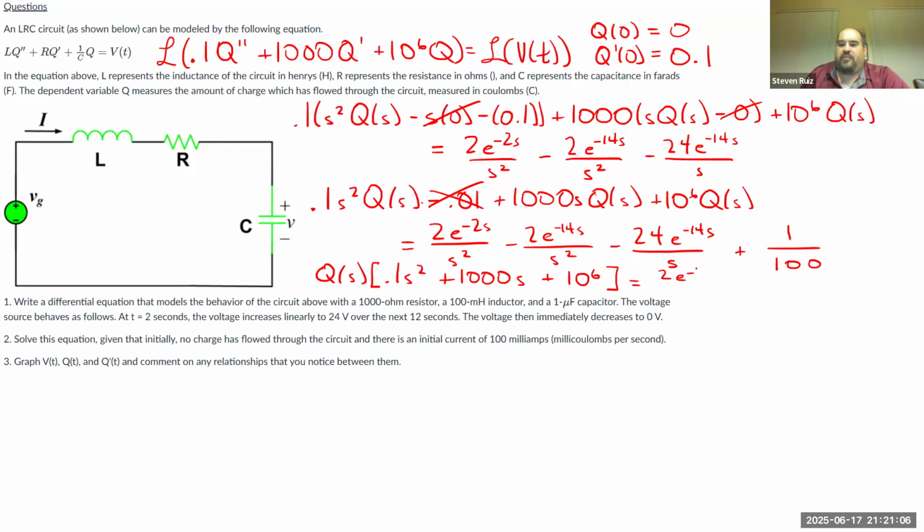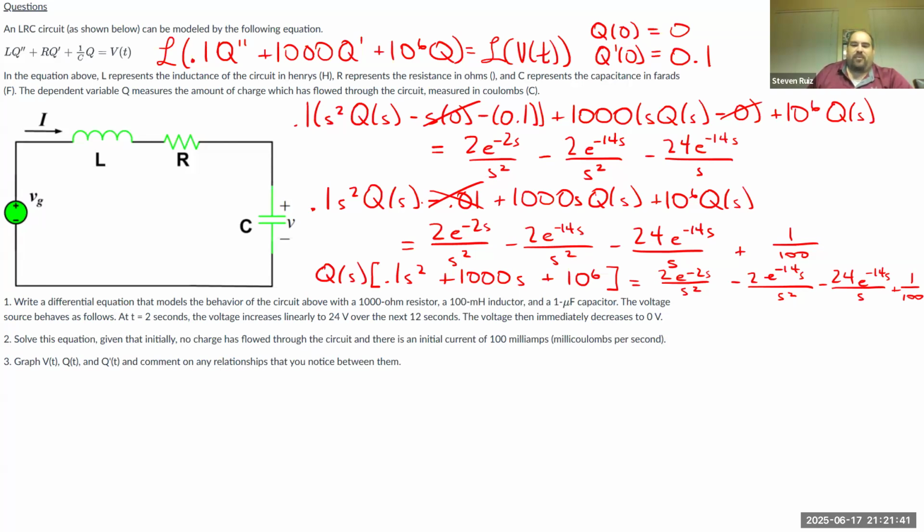So 2e to the negative 2s over s squared minus 2e, let's move that up a little bit, 2e to the negative 14s over s squared minus 24e to the negative 14s over s plus 1 over 100. Okay, so kind of a gross looking equation, but that's okay.